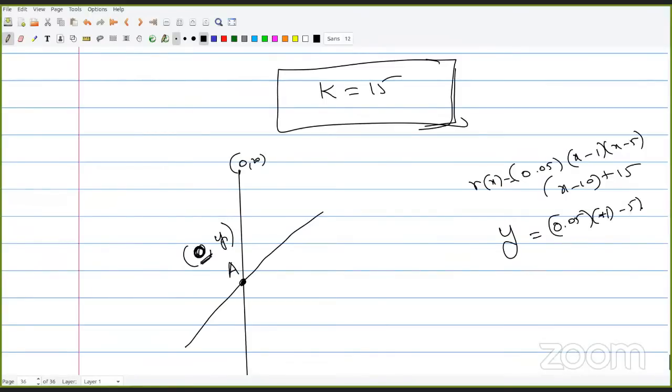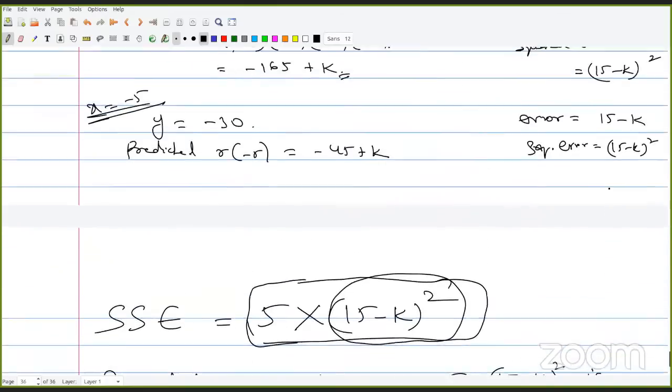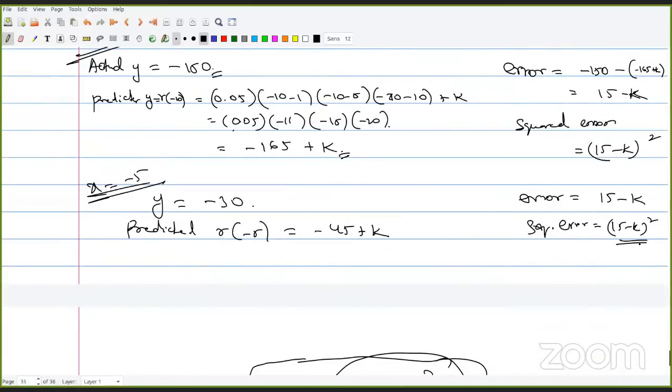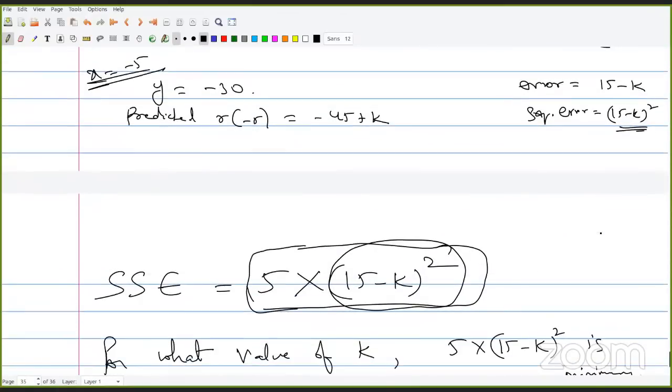Sir, the last part I didn't understand, after k is equal to 15. After 15, you just need 5 into the SSE. For all the 5 points, you will get the squared error as 15 minus k whole square. You just add all those: 15 minus k whole square plus 15 minus k whole square plus and so on.